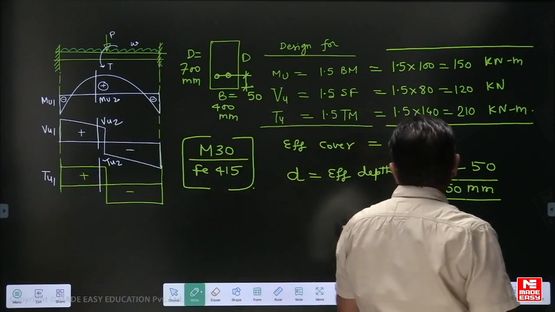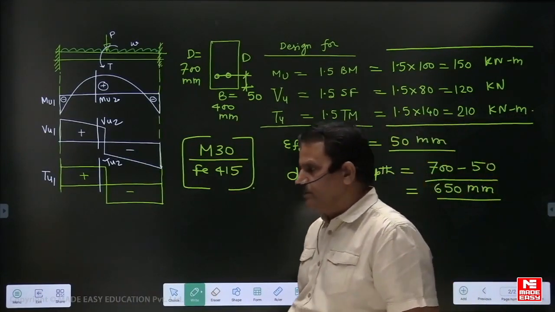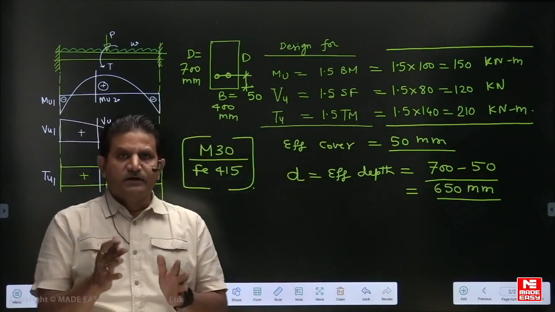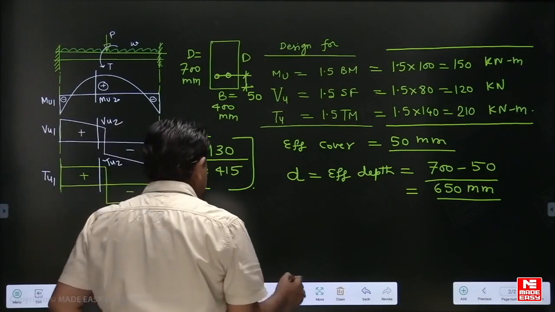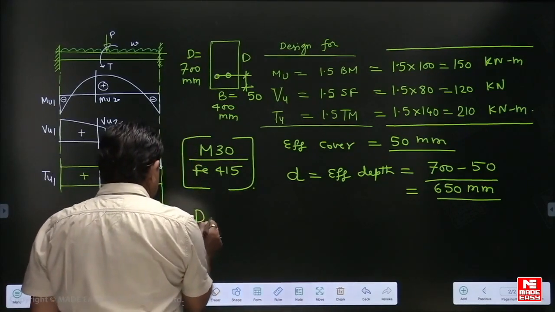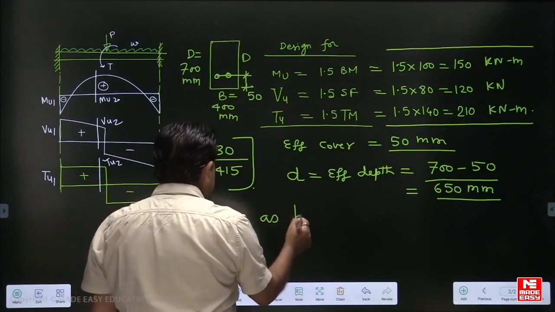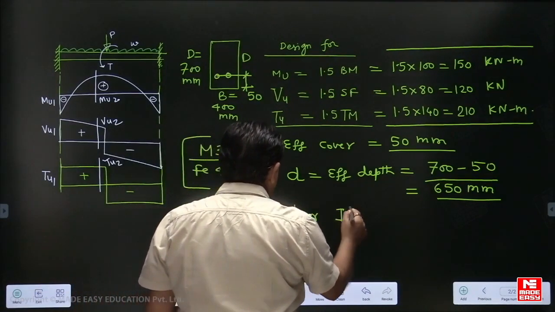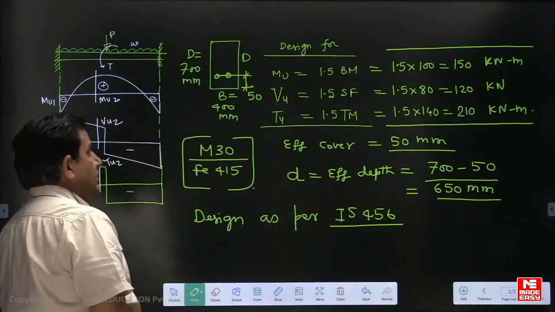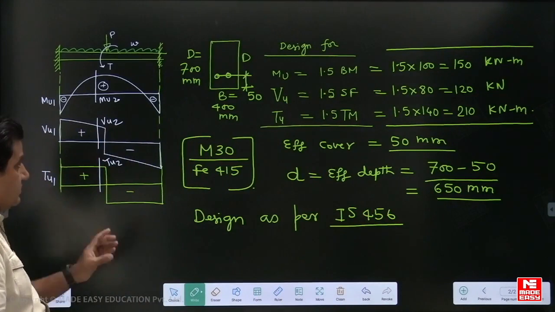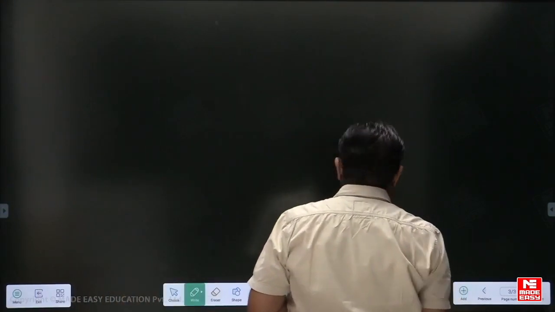These are the values for which you have to design this beam. Let's see how we can solve this question. I will discuss the design steps along with the question, and what the Indian Standard Code provisions are, simultaneously. We will design the beam as per IS 456 provisions. So let's see how to do this.